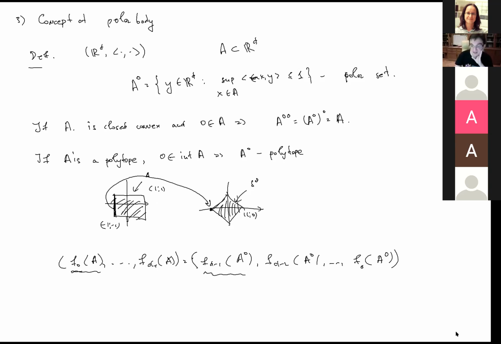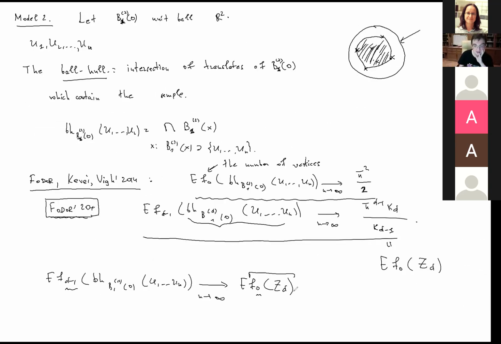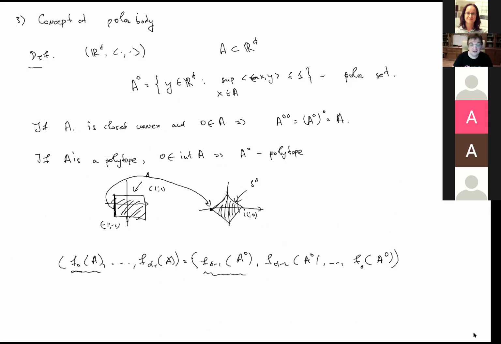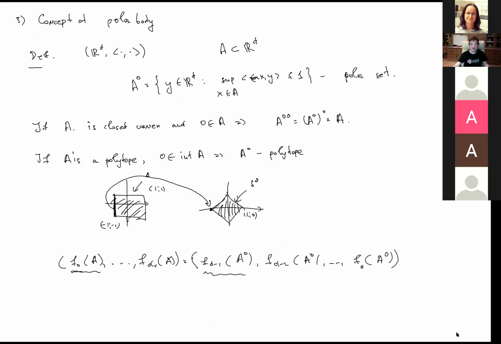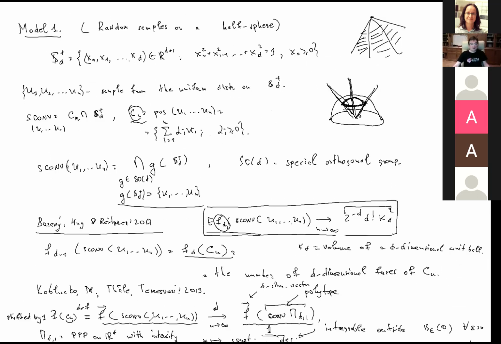And keeping this in mind, this can be equivalently restated as this, of a polar set of a zero cell. What is a polar set to a zero cell? This is an already known object for us. This is a convex hull of the Poisson process PD1 appearing in this model.